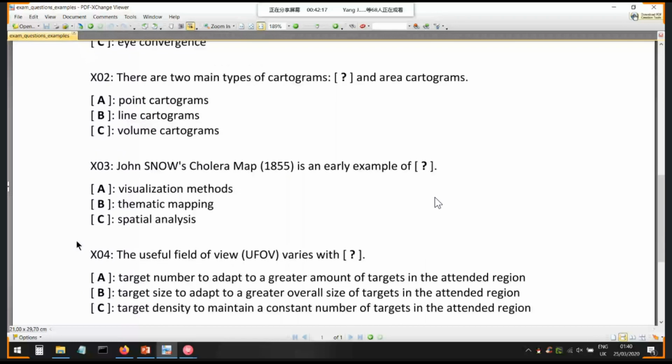Or the useful field of view. We will talk about this this or next week. The UFOV varies with A, target number to adapt to a greater amount of targets in the attended region. B, target size to adapt to a greater overall size of targets in the attended region. Or C, target density to maintain a constant number of targets in the attended region.